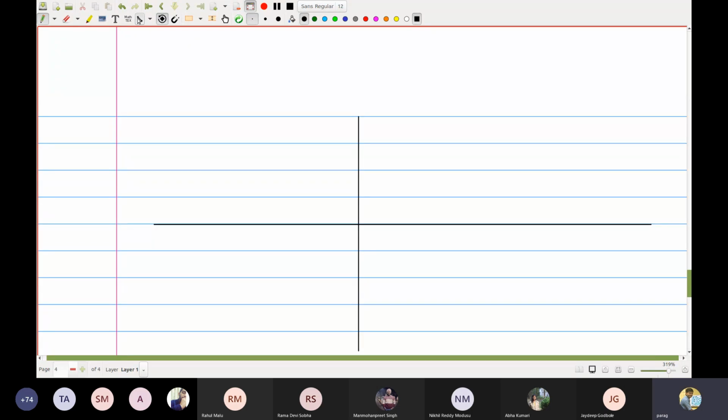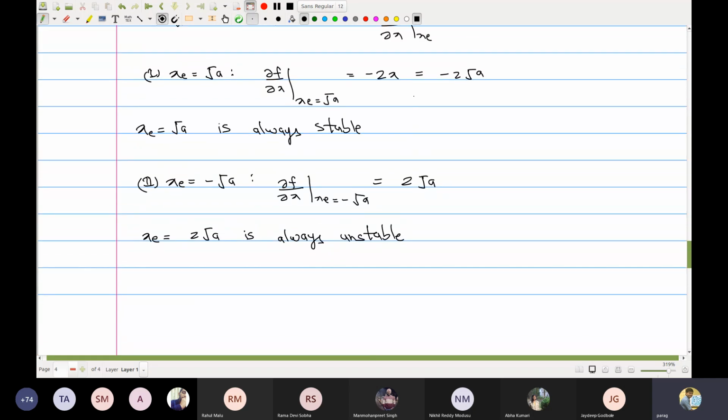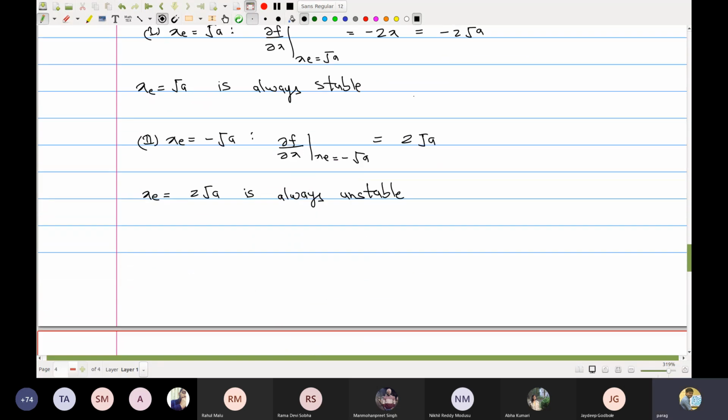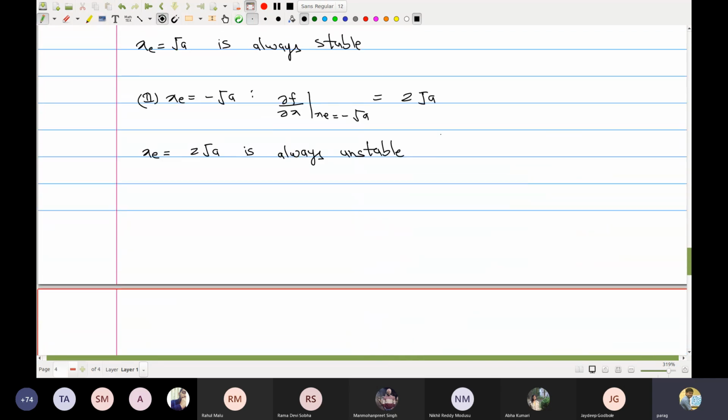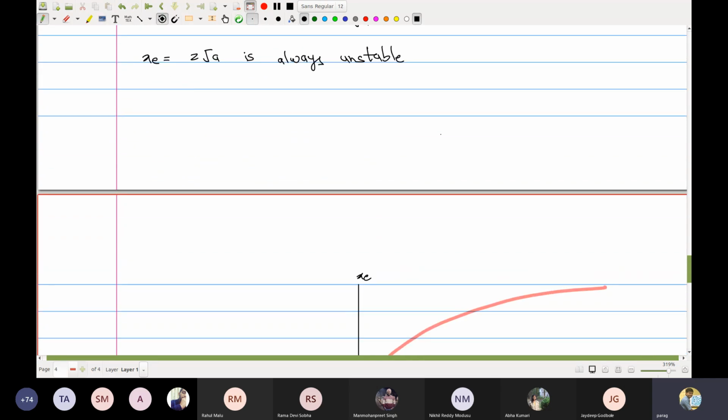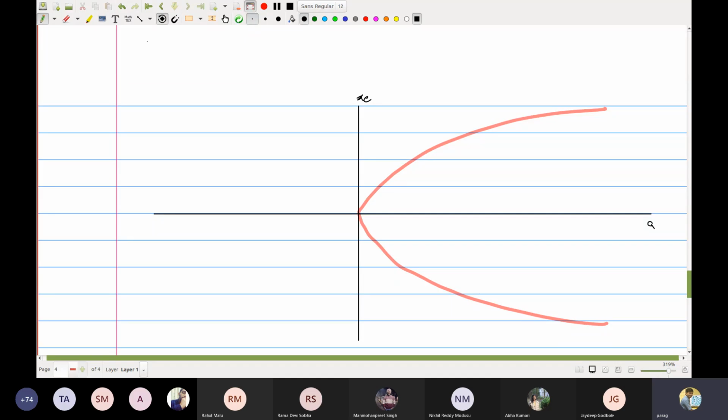So I have here a, I have here xe, and the two solutions are root a and minus root a. Okay, we already had that. We know that they look something like this. This and this, right? So then I can go here and check that x is equal to plus root a is always stable, and the other way around for x is equal to minus root a.